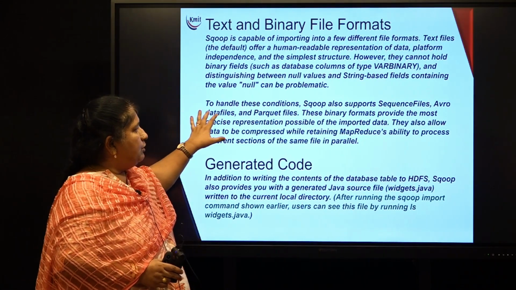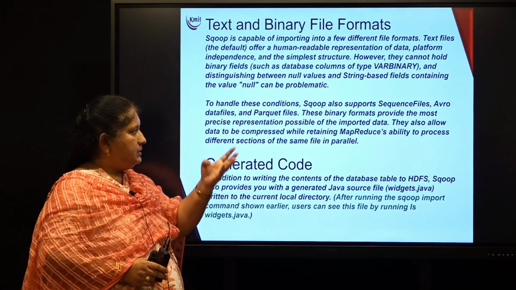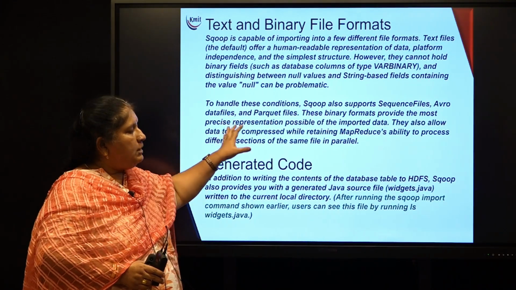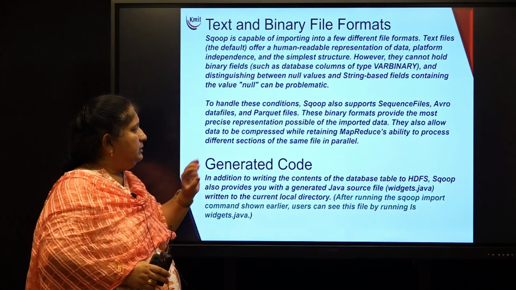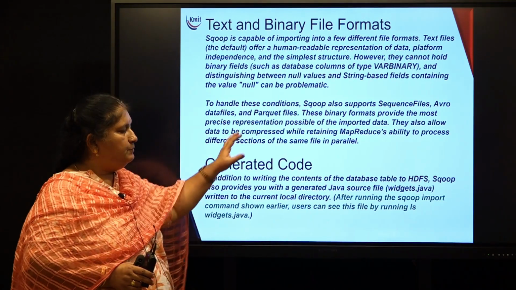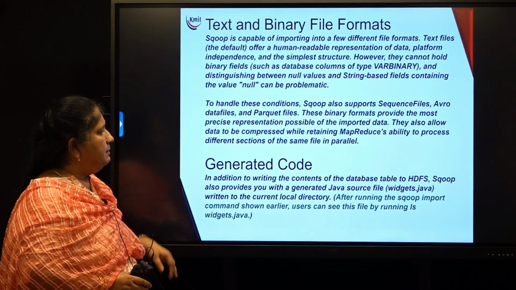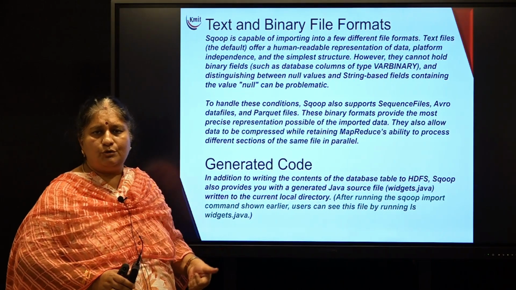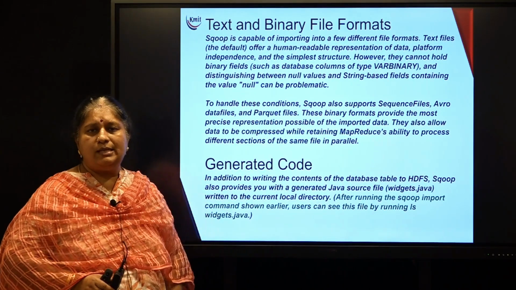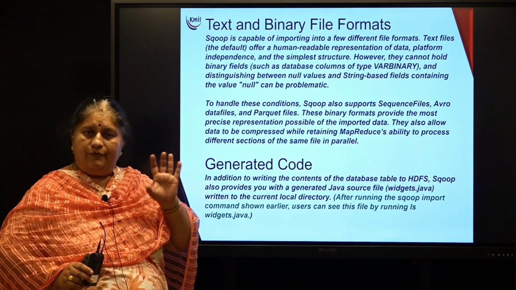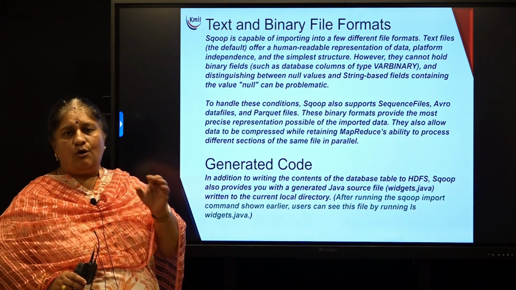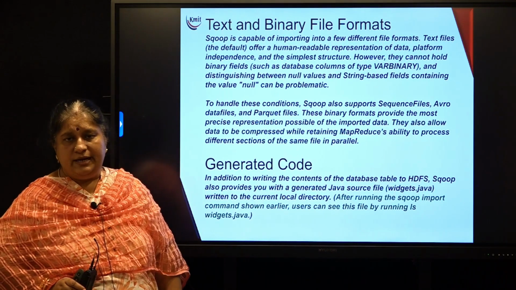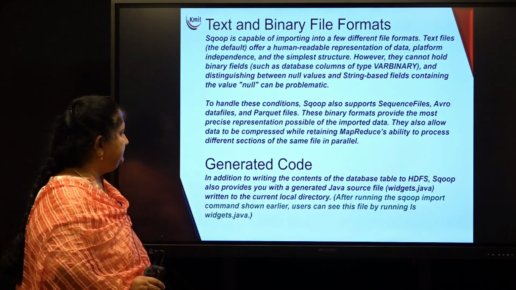So in such cases what do we do? Sqoop supports sequence files, Avro files, Parquet files, etc. All of these can hold binary information. These binary formats provide more precise representations, and MapReduce can definitely process all of these file formats. MapReduce not only works with text files, it can process any of these. So whether you work with text files or binary files depends on what type of information you have in the database while working with imports.